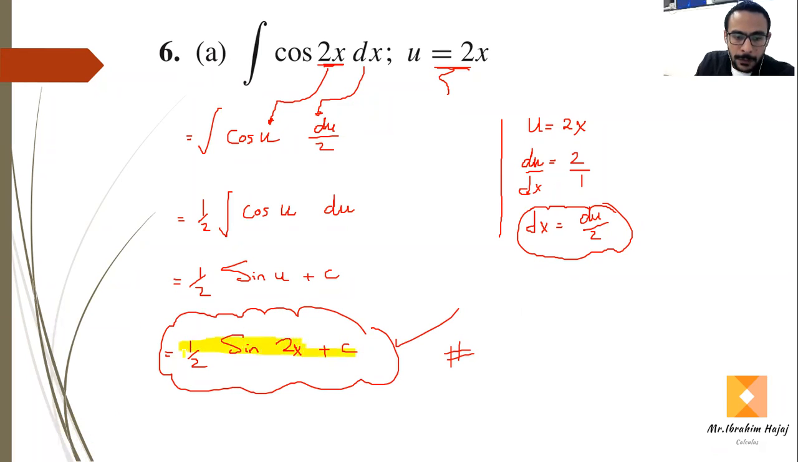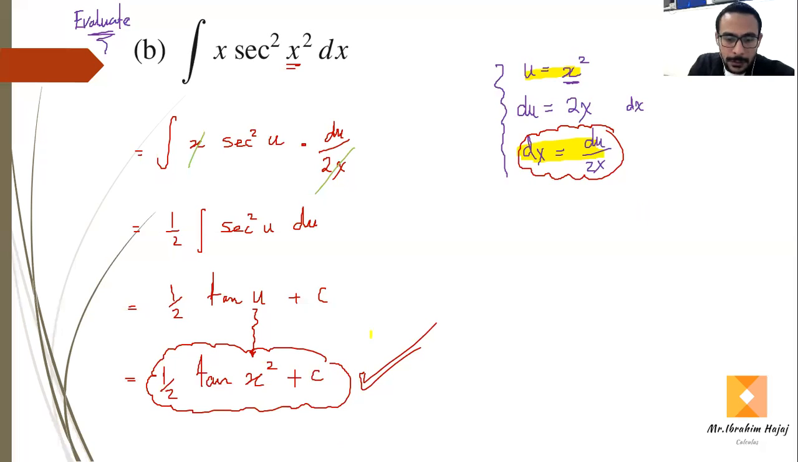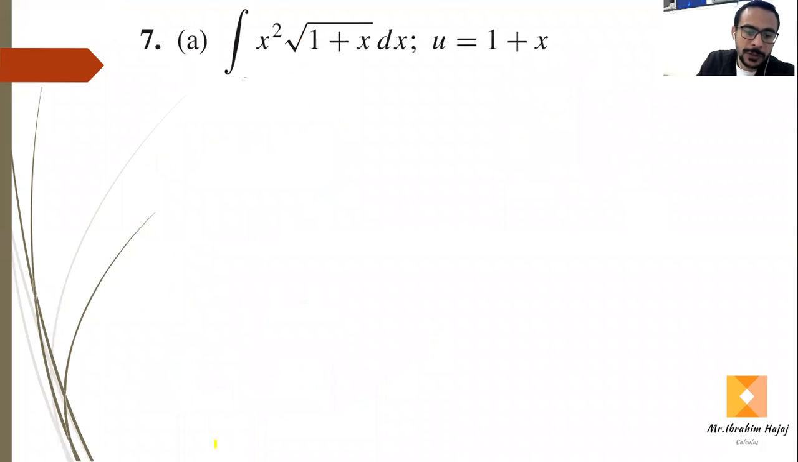Okay, any question? This is the homework, guys. Question number 5, A and B, with question number 6A. And listen carefully, guys, I warned you. Next question, question number 7A.